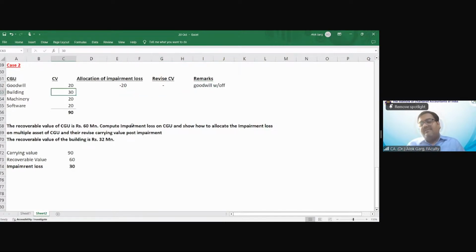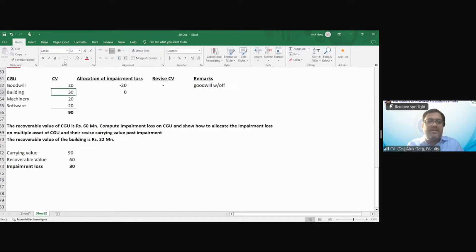Then the 10 million has to be allocated pro rata. No. If an individual asset has a recoverable value which is more than the carrying value, that individual asset will not be impaired. Why? Because the recoverable value is more than the carrying value. Hence, no allocation of impairment loss. Okay. Understood?